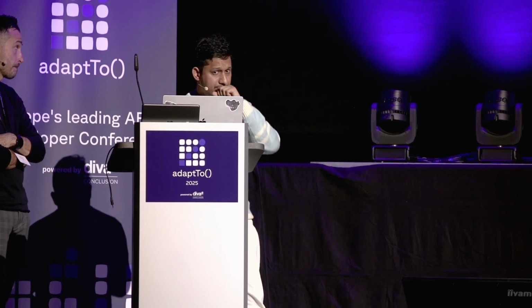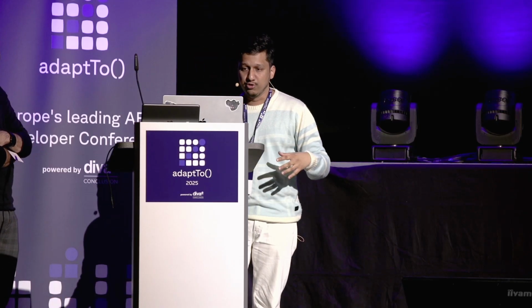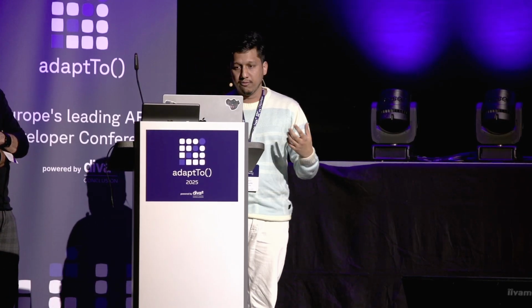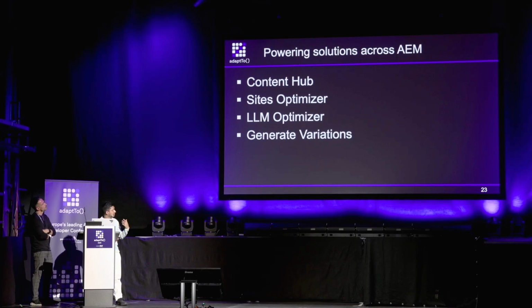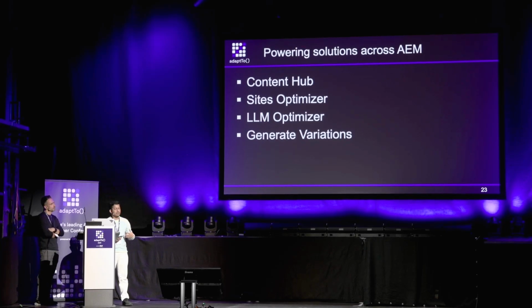Towards the end, I would like to highlight that there are various AEM solutions that are being developed with Content AI at their core. To name a few, there are Content Hub, Sites Optimizer, LLM Optimizer, Generate Variations. They have been tested with Content AI in various capacities. And most of these aim to ensure that AEM customers can effectively utilize these various AI opportunities and use their existing AEM content to build those. And Content AI is enabling them to do that in a seamless way and at scale.